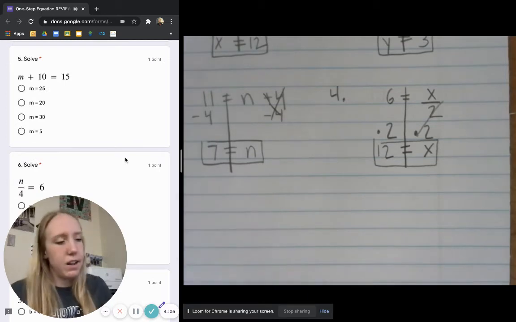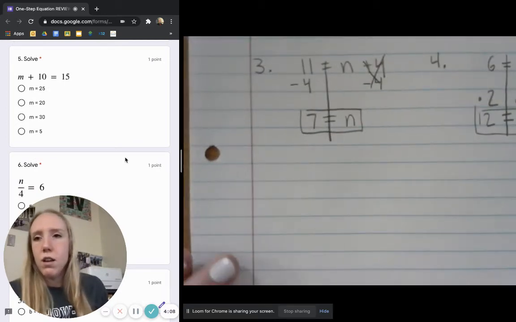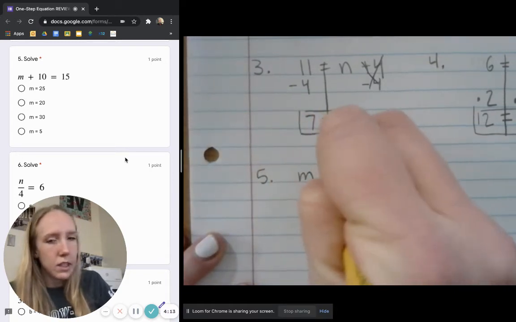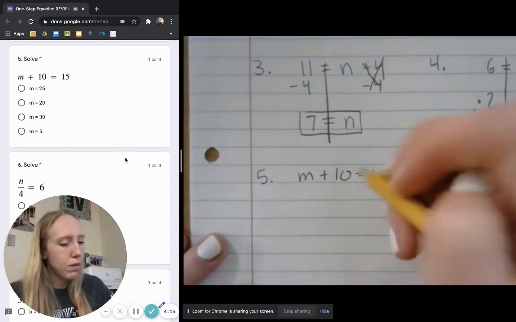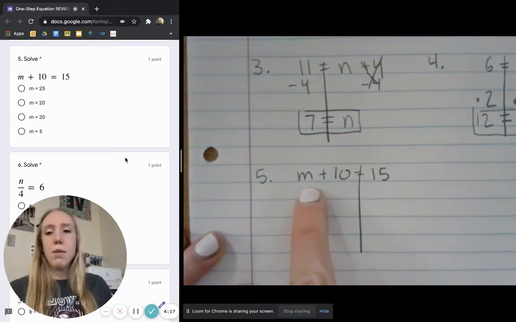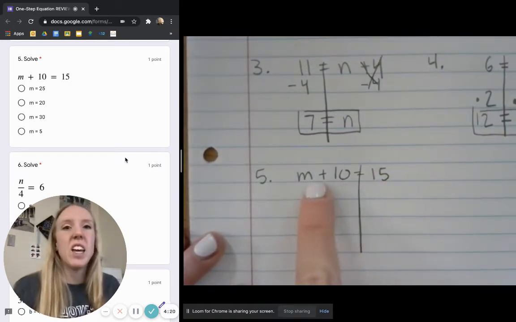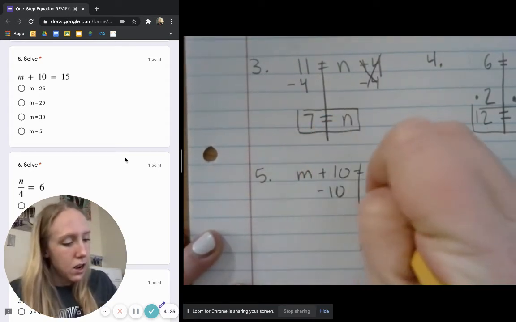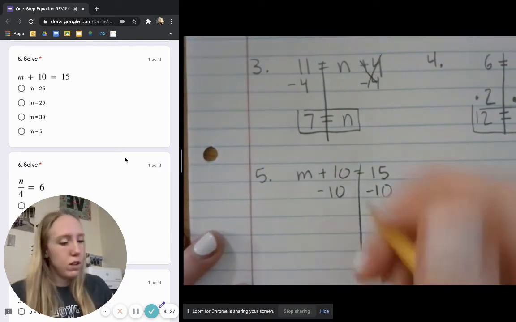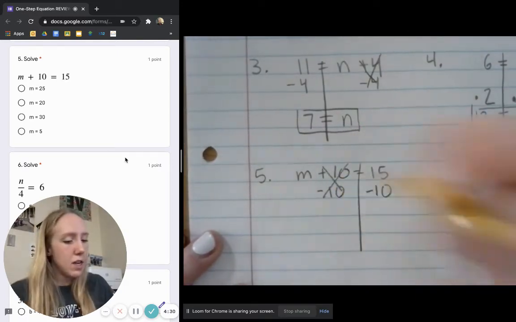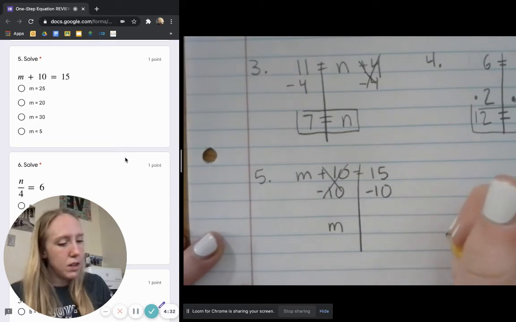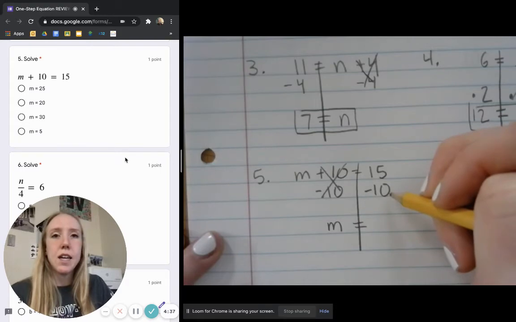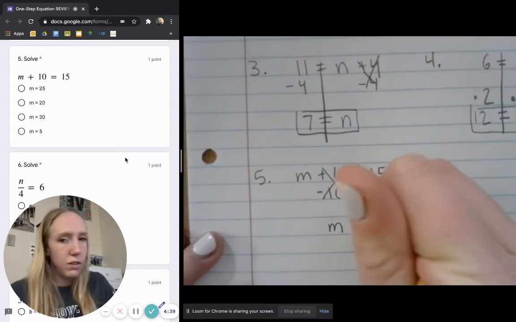Number 5. M plus 10 equals 15. Draw your fence. I notice that M has plus 10 next to it. I want to get rid of that plus 10. So I subtract 10 on both sides. Plus 10 minus 10, that goes away. And all I have is M. In the middle is equals. 15 minus 10 is 5.